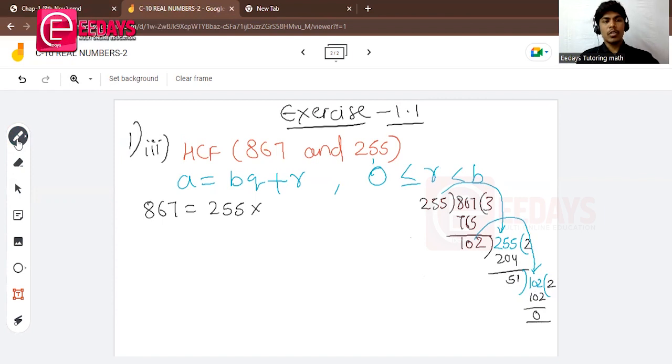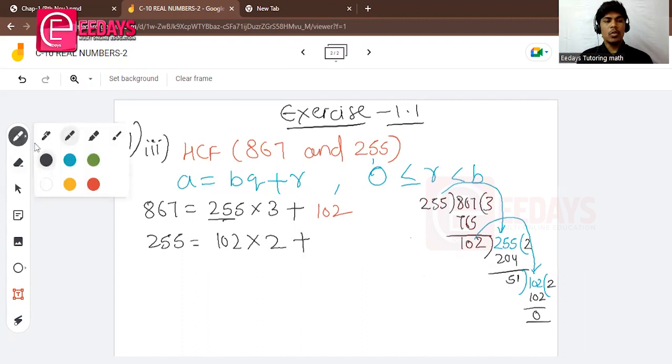Let's write the step by step solution. 255 into 3. What is the remainder we got? The remainder we got is 102. Now the new dividend is 255, and we divide it with 102. 102 into 2. And what is the new remainder we got? The new remainder would be 51.